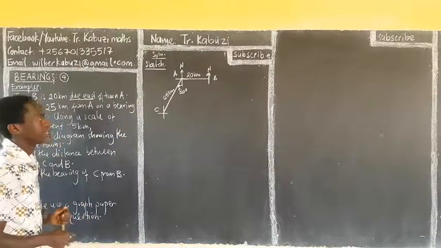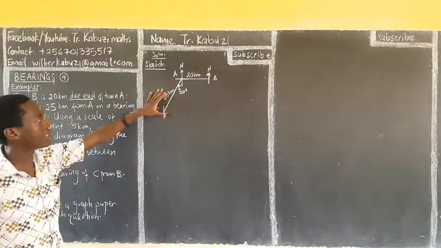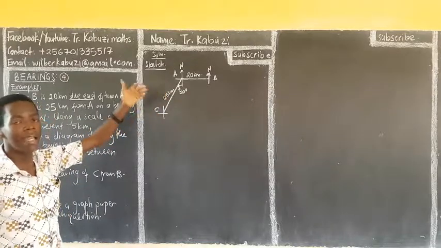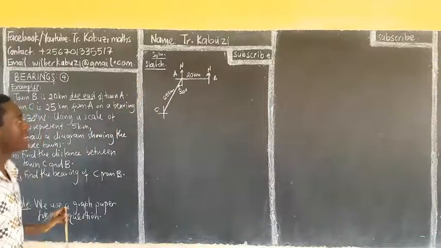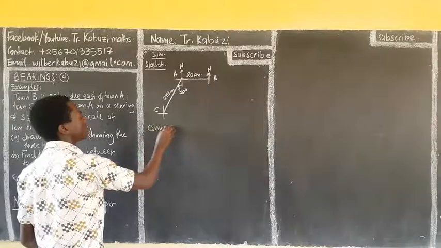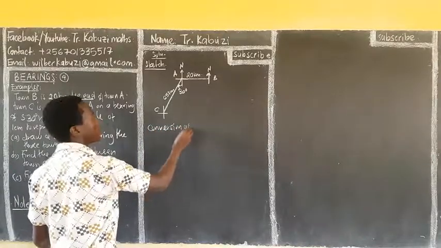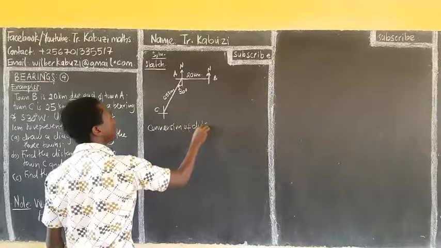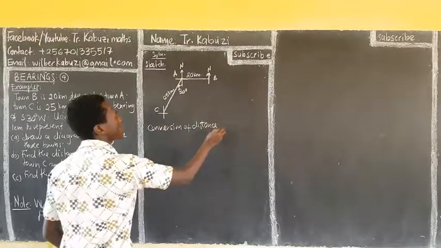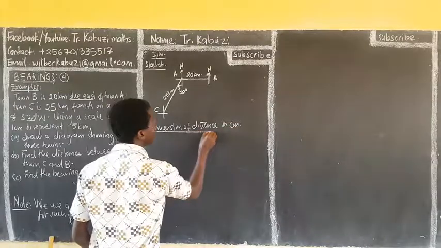Then after that, because you need to plot these towns on the graph, I need to convert their distances to centimeters. So, conversion of distances to centimeters. This is what we are going to see.